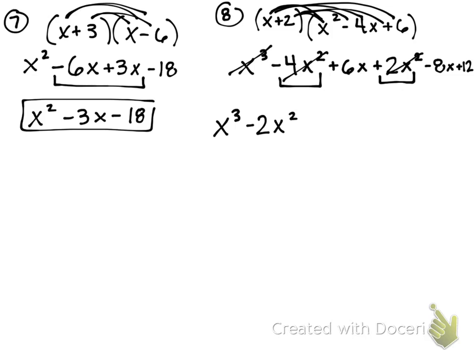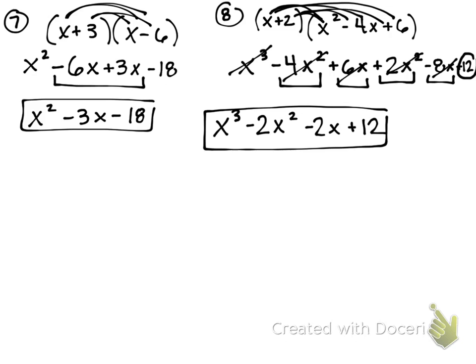Tyson, what comes next? 6x and negative 8x, which gives me what? Negative 2x, perfect. Adriel, what comes last? Let's look for our last term, which is 12. Does 12 have any like terms to combine with? So we just put 12 at the end, okay? So that would be my final answer for number 8.